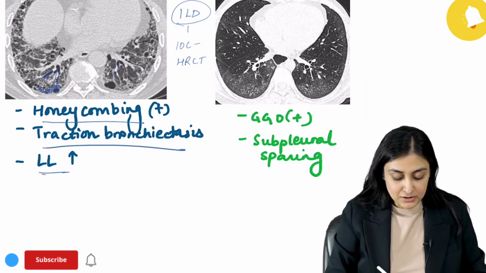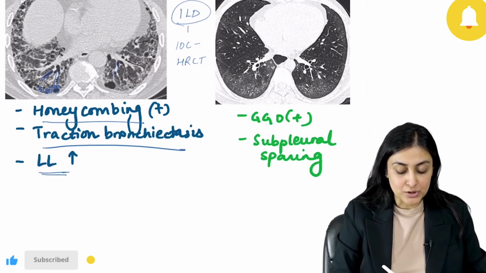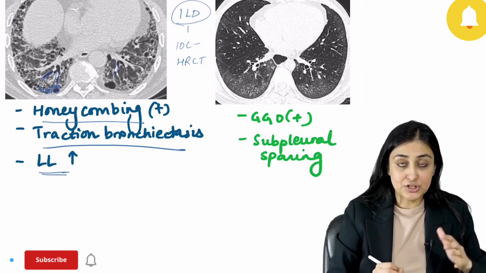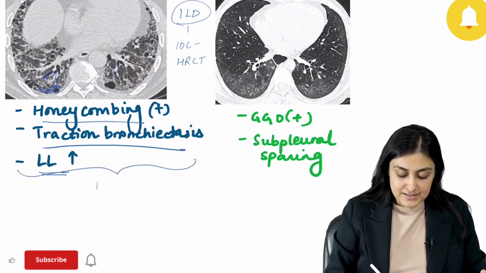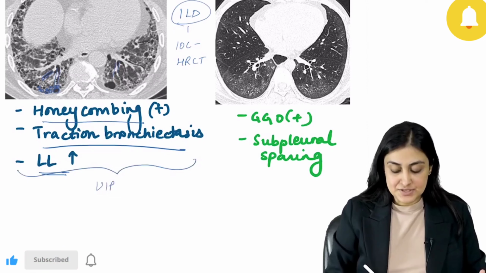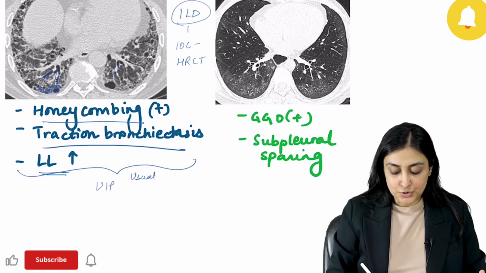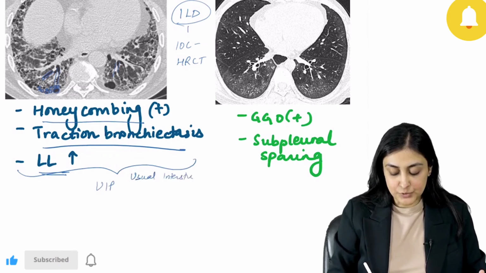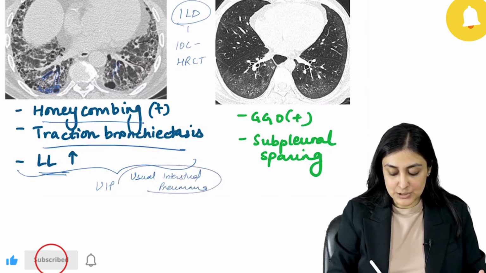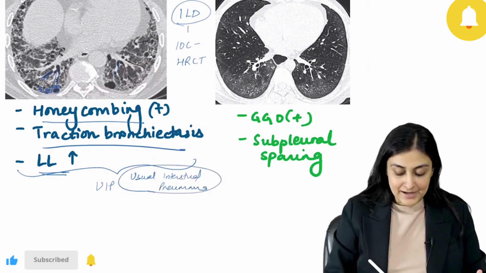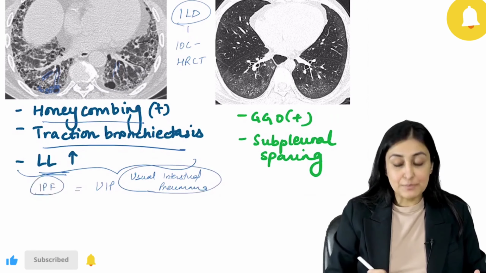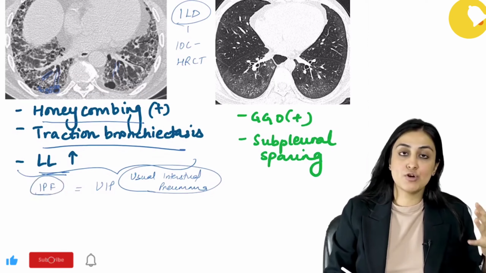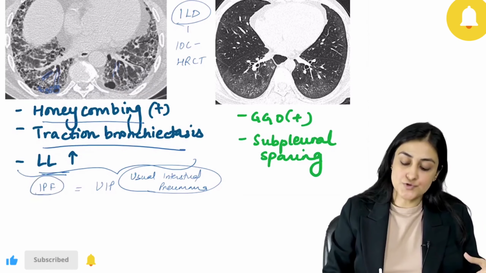And what is the third part? You see that there is a lower lobe predominance, a peripheral basal predominance. All of this triad is seen in UIP, which stands for usual interstitial pneumonia. So this is the usual interstitial pneumonia pattern that you see on HRCT, and this is also called IPF by pathologists. Both of them mean the same thing, where IPF stands for idiopathic pulmonary fibrosis.